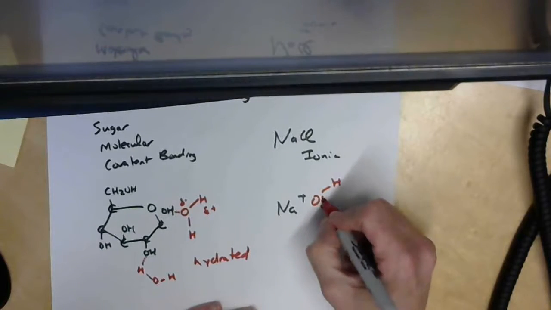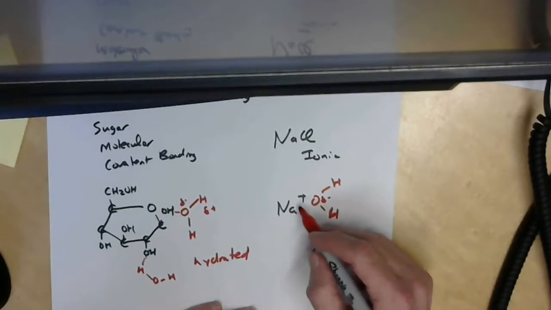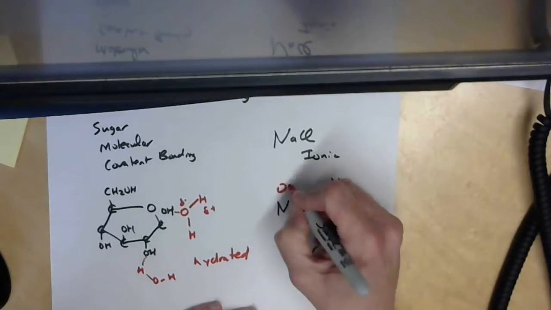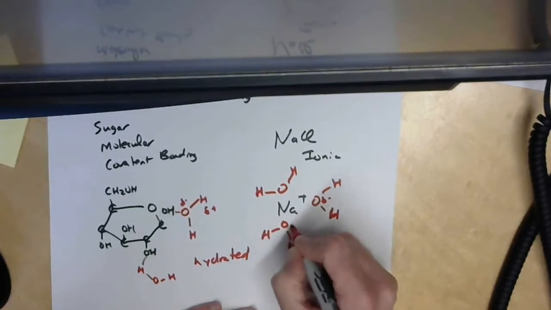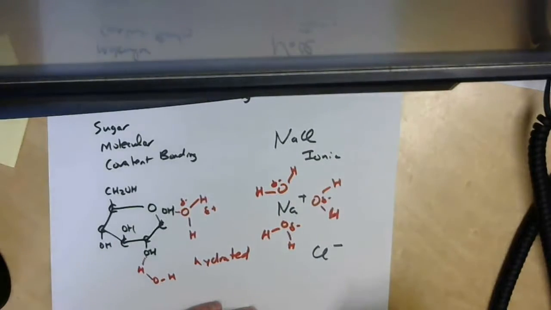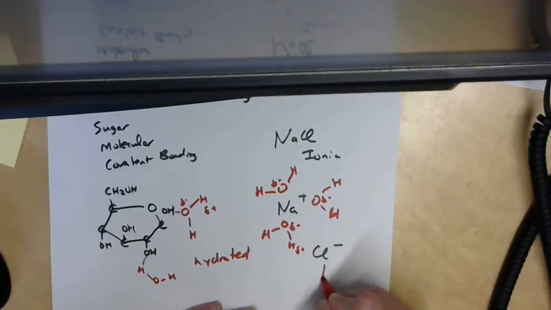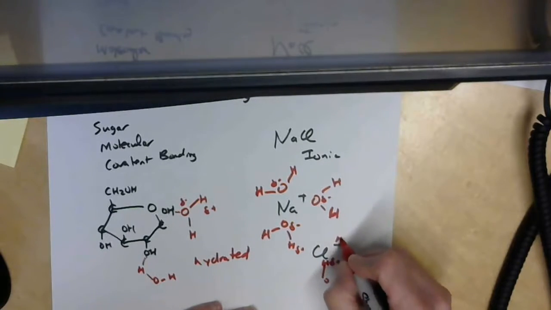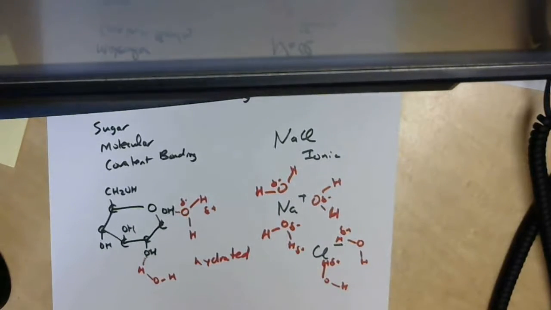And once again, we've got our partial negative charge from the water attracting the complete positive charge of the sodium ion. So we can get some number of water molecules around the sodium, and likewise, the partial positives of the hydrogen on the water attract the negative charge on the chloride ions. And so that's how the sodium chloride becomes hydrated.